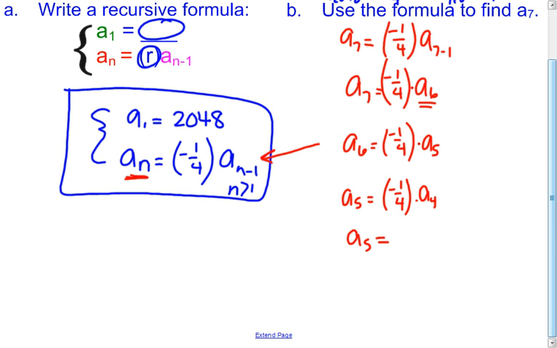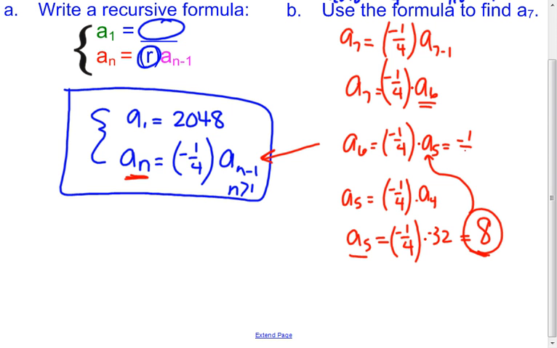So to find A5, I will take negative 1/4 times the 4th number on the list, which was negative 32. And when I take negative 1/4 times negative 32, I get 8. So the fifth term on the list is 8. Now I can use that, and I can plug that in right there. And I can go negative 1/4 times the fifth term on the list, which I know is 8. And when I do that, I will get negative 2.